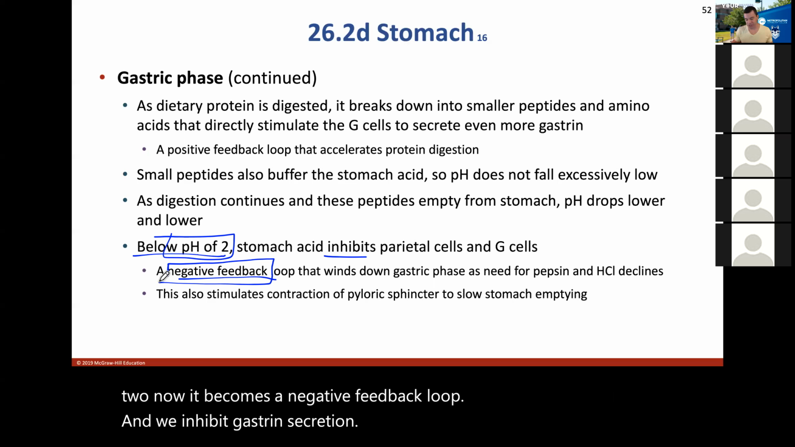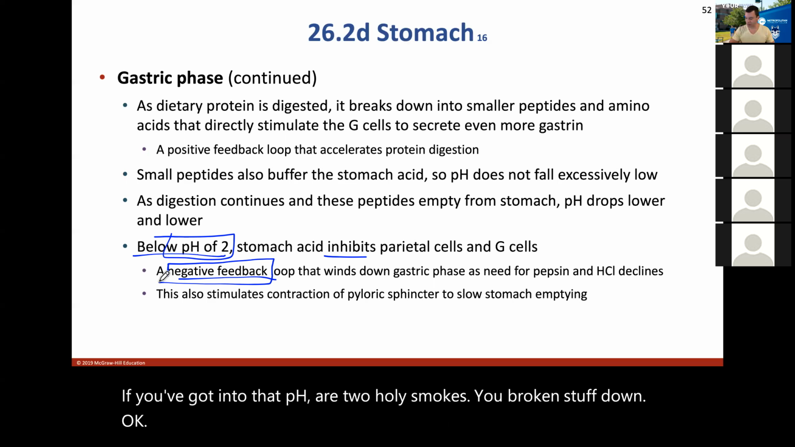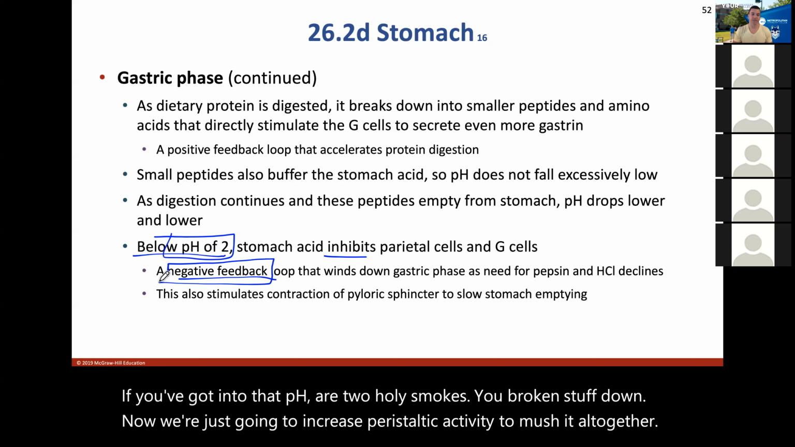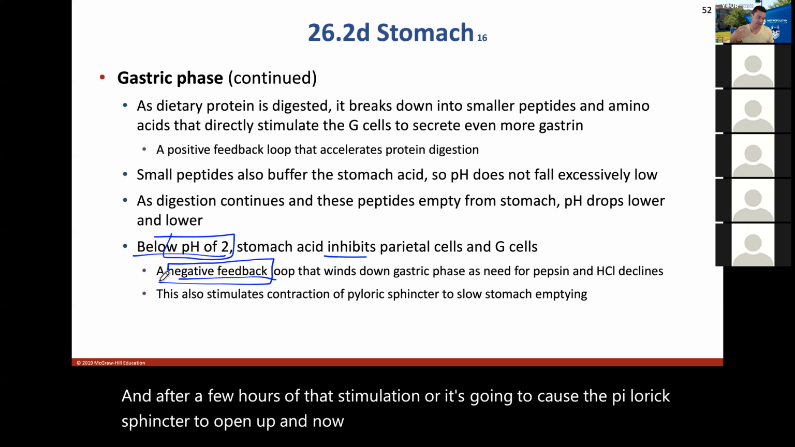If you've gotten to that pH of 2, holy smokes, you've broken stuff down. Now we're just going to increase peristaltic activity to mush it all together. And after a few hours of that stimulation, it's going to cause the pyloric sphincter to open up, and now we can slowly release the contents into the intestines.